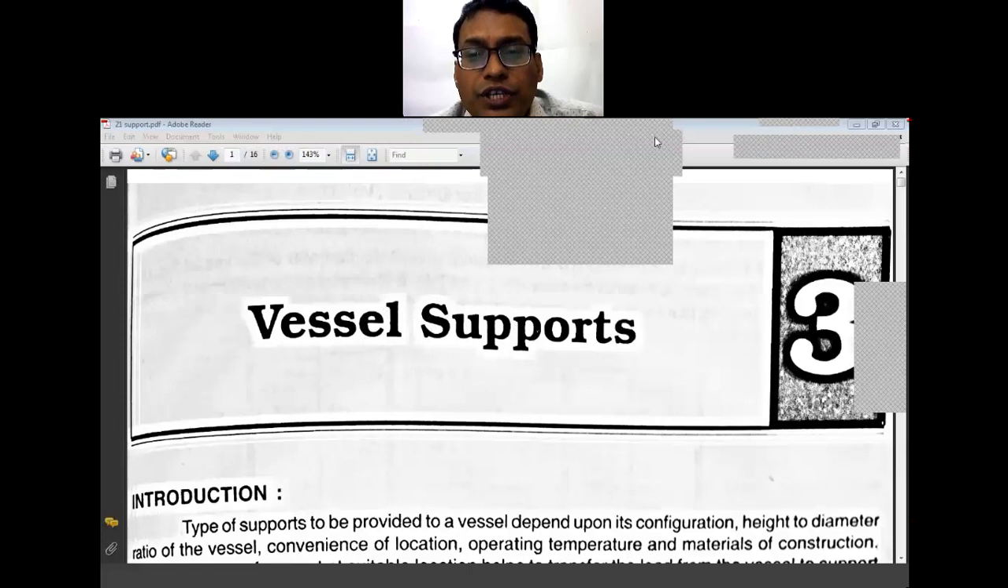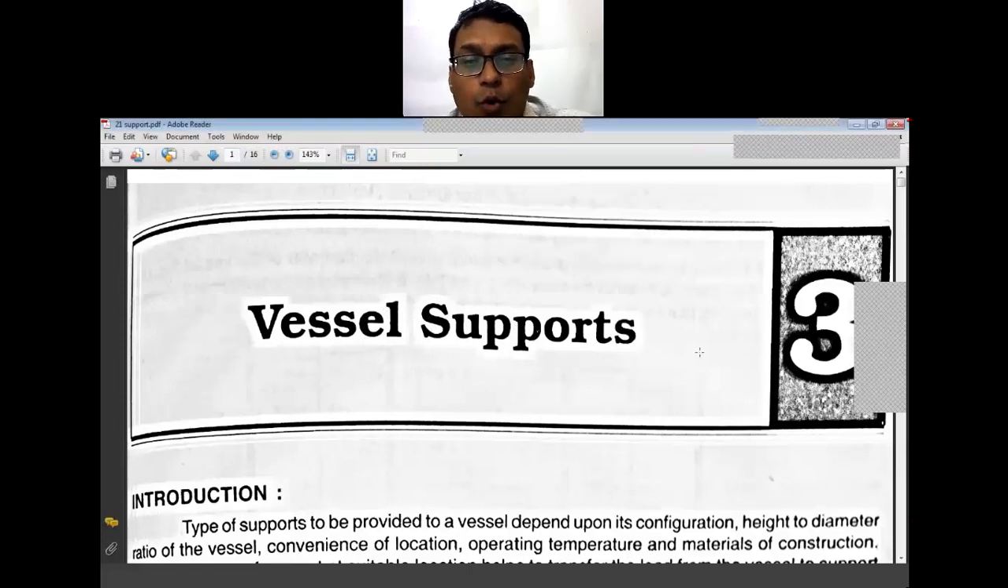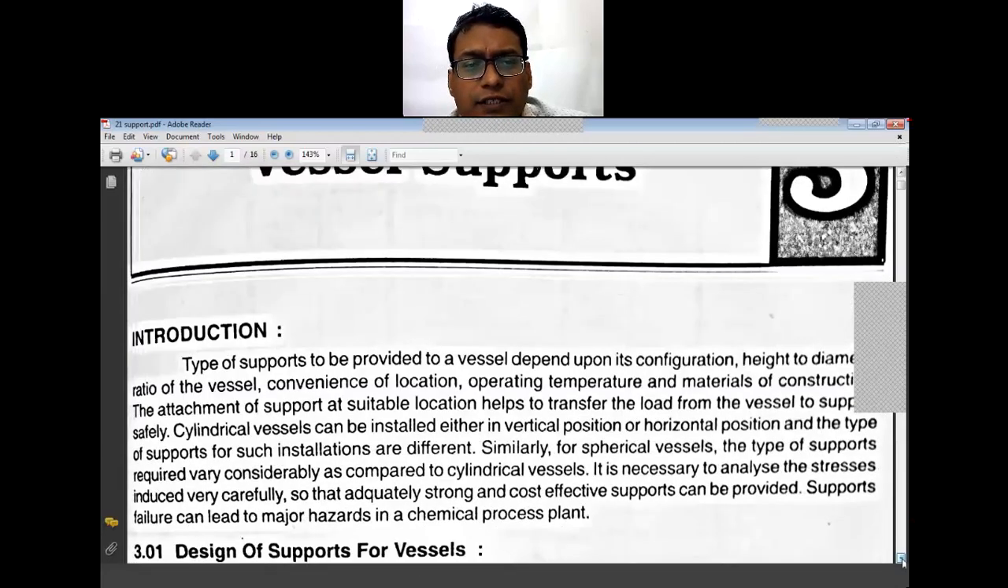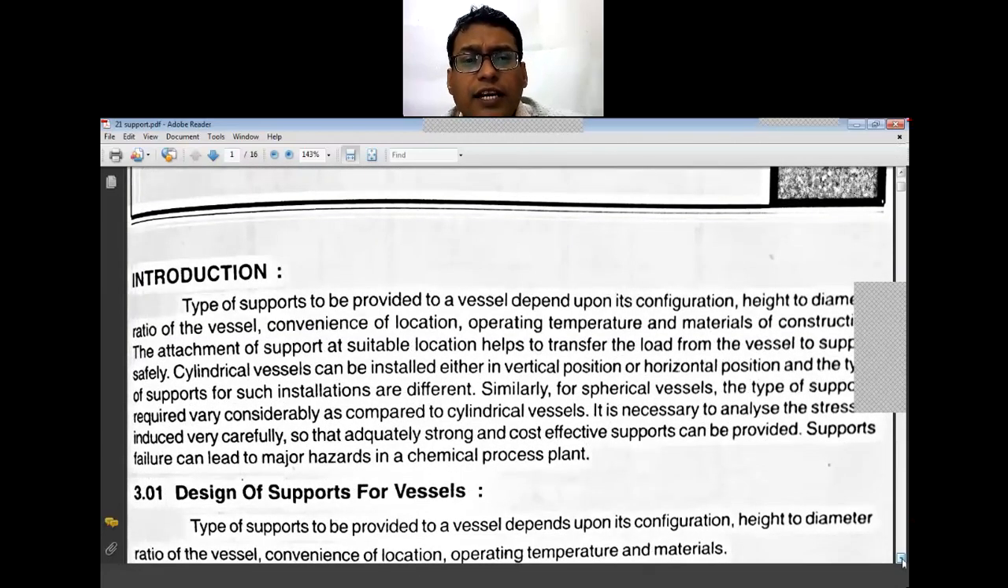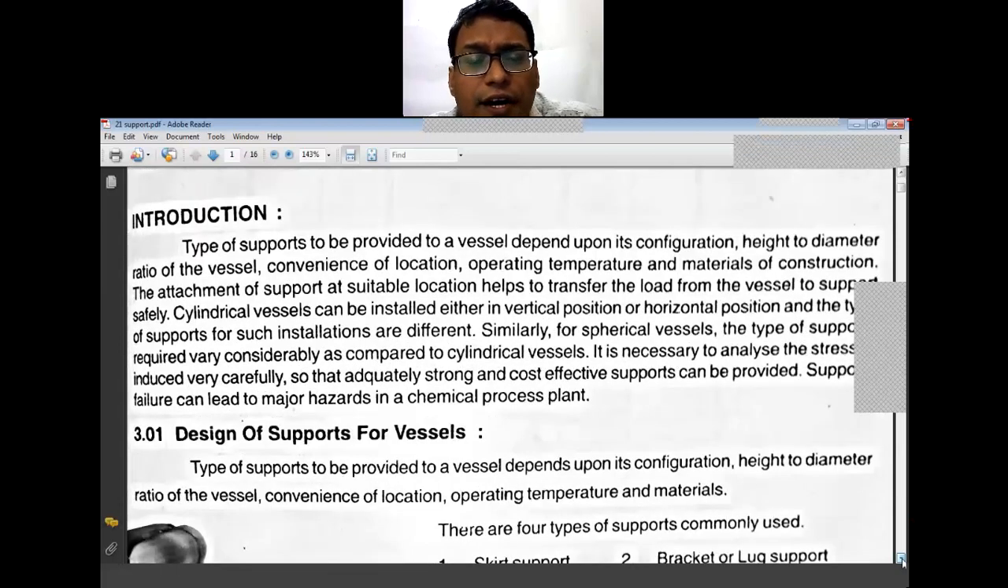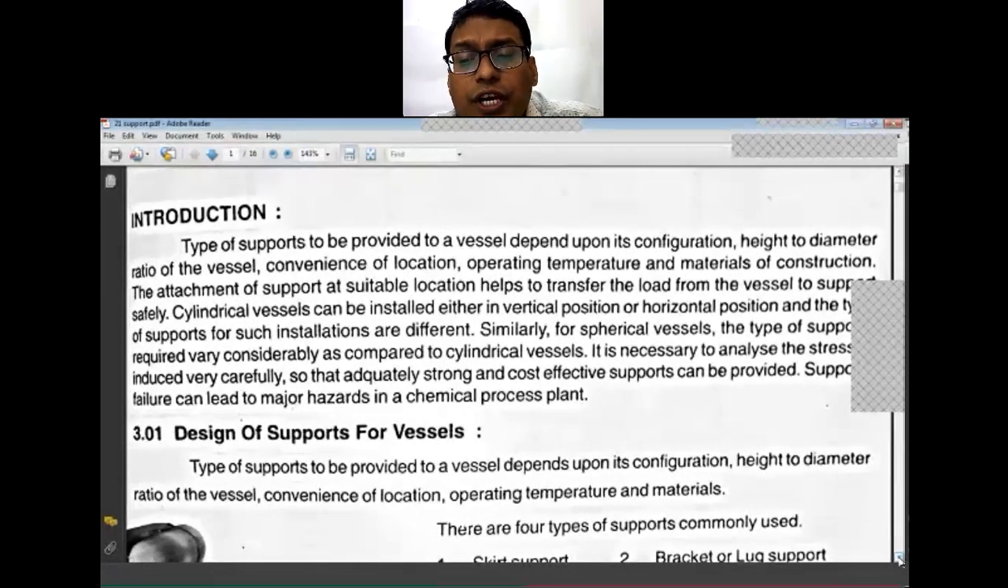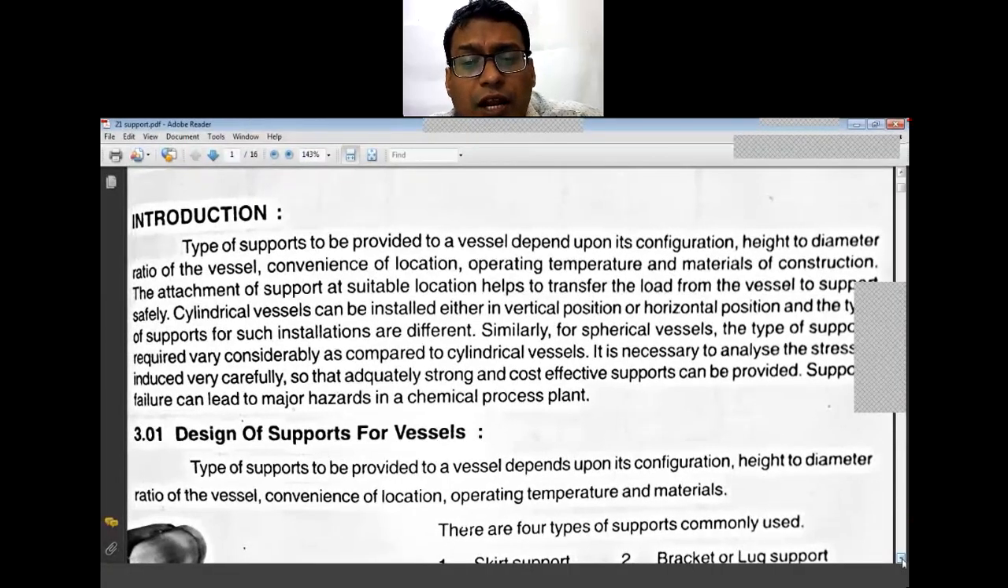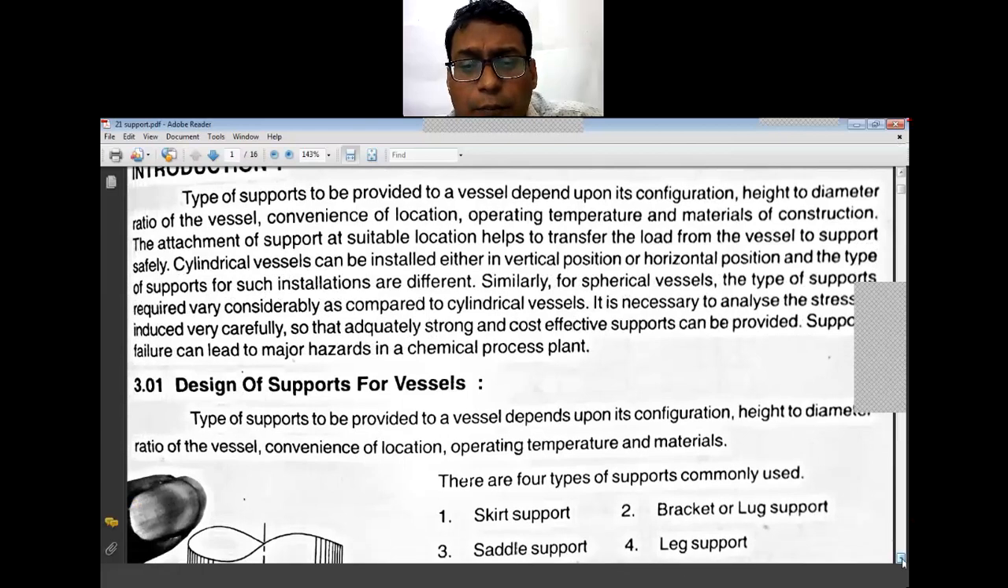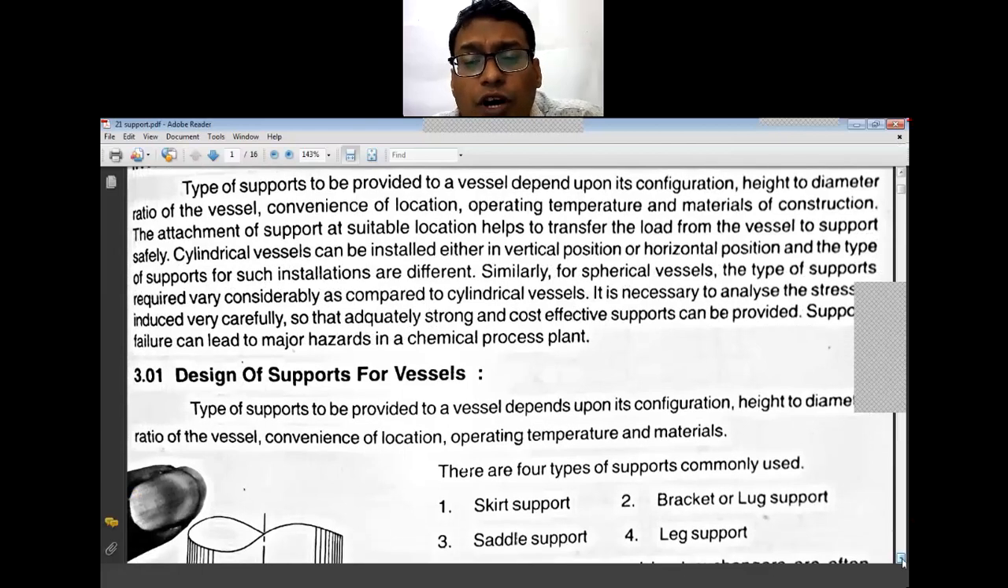Today we are going to discuss the vessel supports. Basically, when you talk about vessel supports, it is the different types of vessel and the alignment associated with that vessel that decides the type of support. There are basically four different types of supports used. One is the skirt support, second is the bracket or lug support, third is the saddle support, and fourth is the leg support.